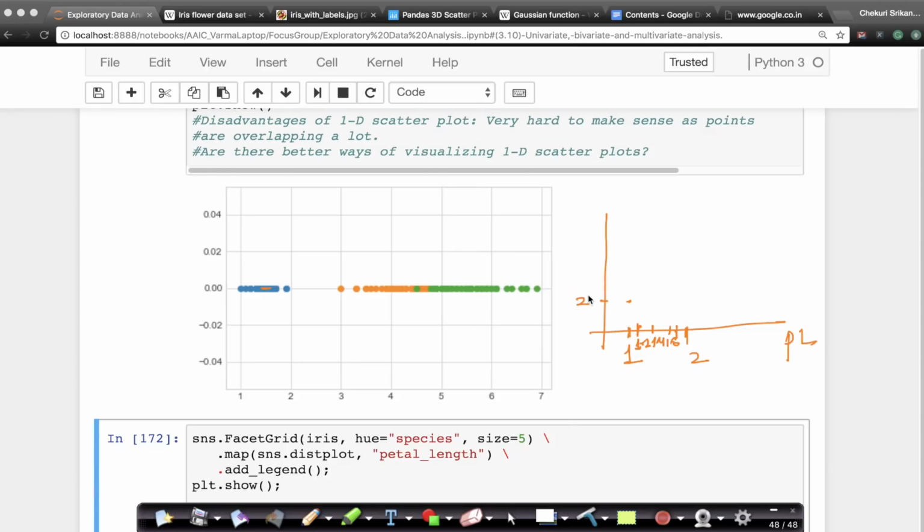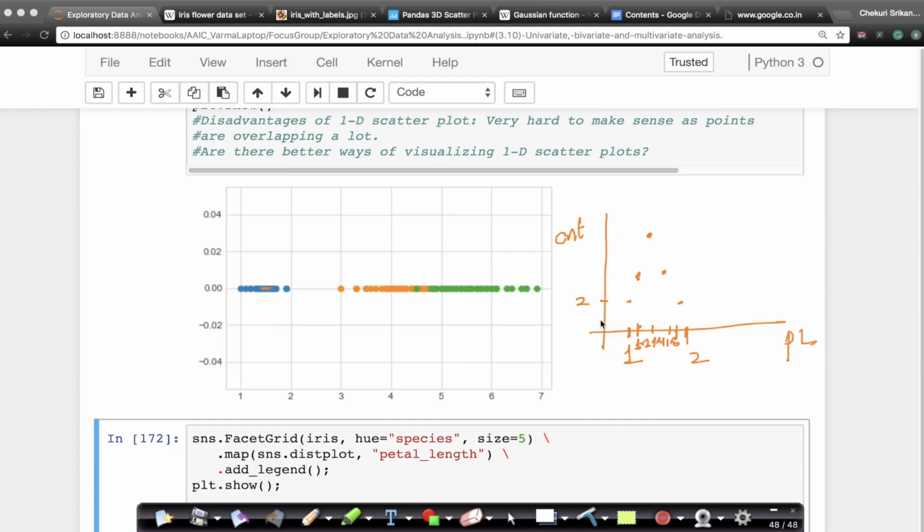So I'll put my y-axis now, which is basically the count of the number of points that exist in each of these windows. Similarly, between 1.2 and 1.4, let's assume there are 4 points. Similarly, between 1.4 and 1.6, let's assume there are more points. So on and so forth.